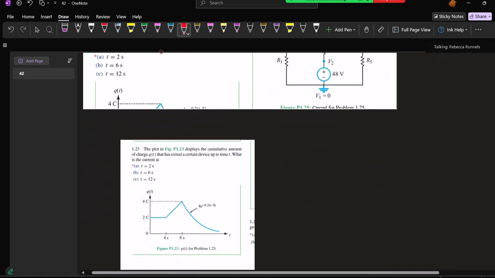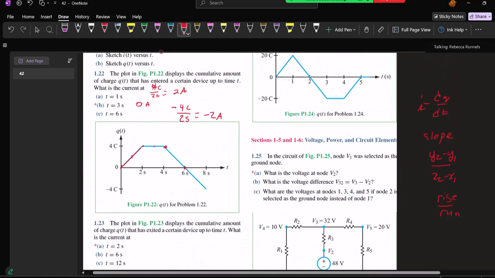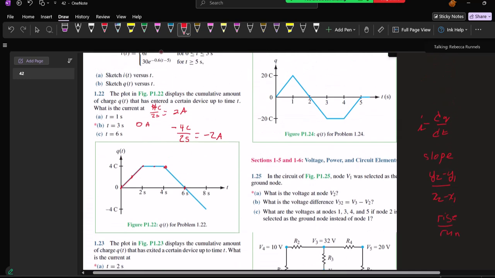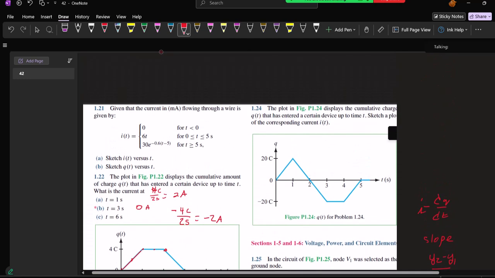So, problem 1.23. The one above your graph? Yep, that one. All right. So this one, yeah, 1.21.